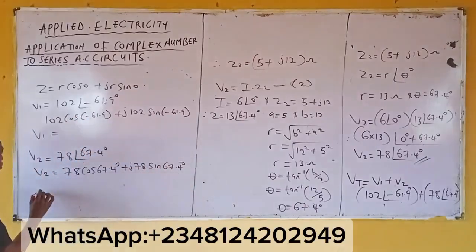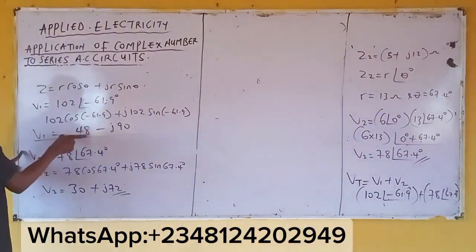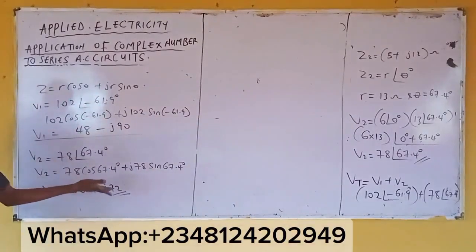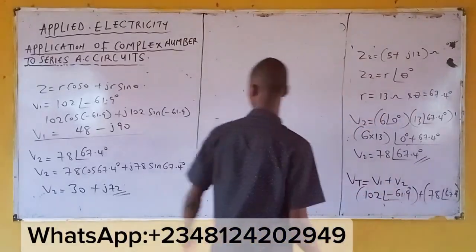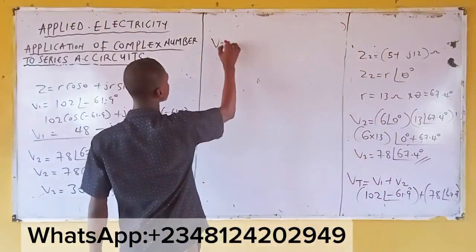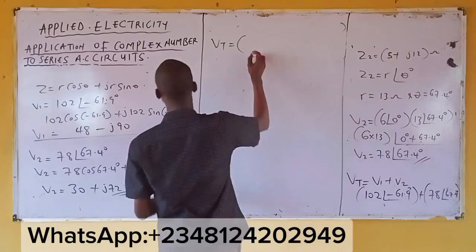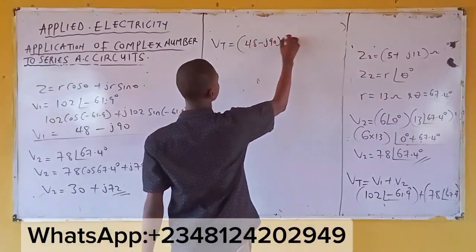Now input this in your calculator. What's V2 and what's V1? By the time you input this in your calculator, 102 cos this will give you 48 minus j90. Then this will give you 30 plus j72, right? Now come back to this equation. Now substitute your rectangular form of V1 and V2. That becomes your total voltage supply, meaning VT becomes what? Substitute. Let's do this together. That's 48 minus j90 plus what?